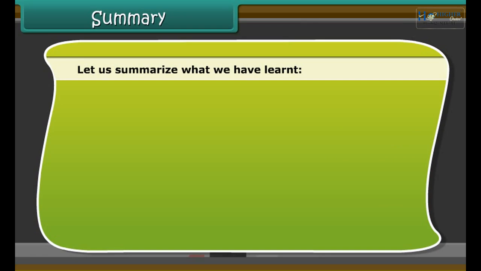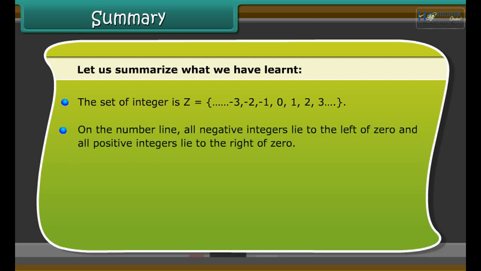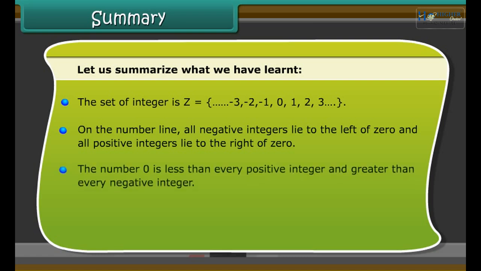Summary. Let us summarize what we have learned. The set of integers is Z, which is equal to {..., -3, -2, -1, 0, 1, 2, 3, ...}. On the number line, all negative integers lie to the left of 0 and all positive integers lie to the right of 0. The number 0 is less than every positive integer and greater than every negative integer.